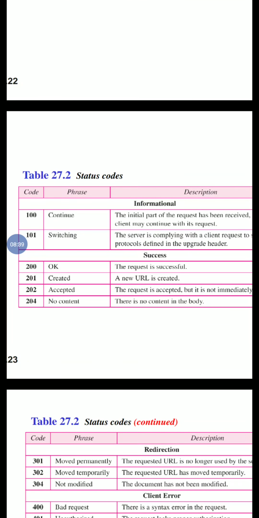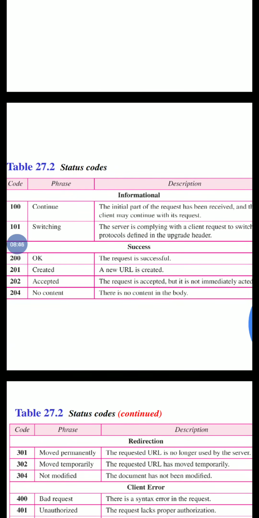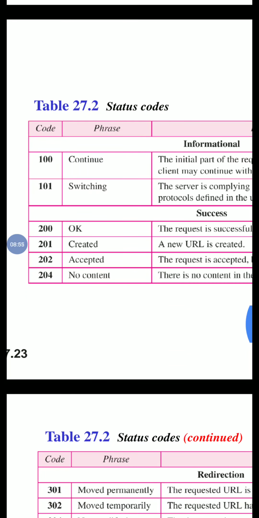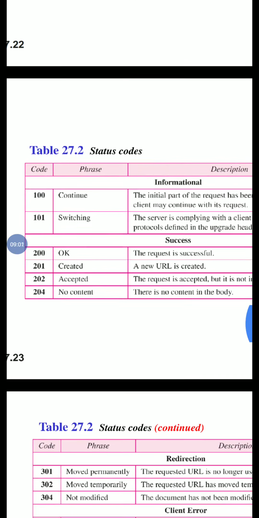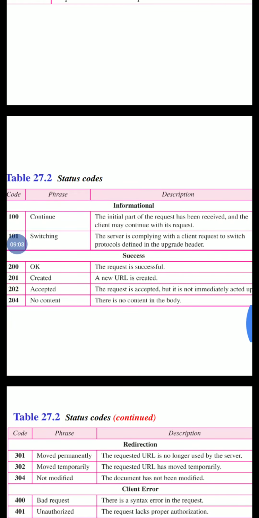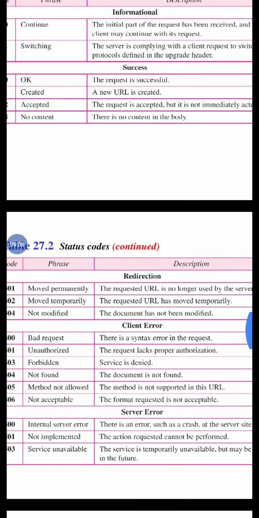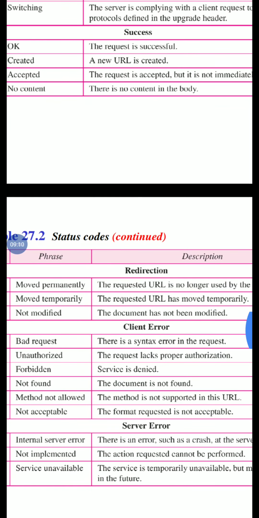After that we have 204, whose phrase is No Content, and in the description there is no content in the body. So when the content is not present in the body, then we use the code number 204. So the codes from 200 to 204 are used as the success codes. And then after that, some codes are used for redirection.